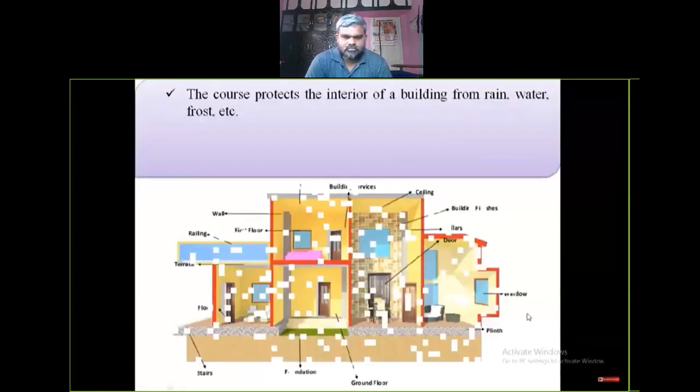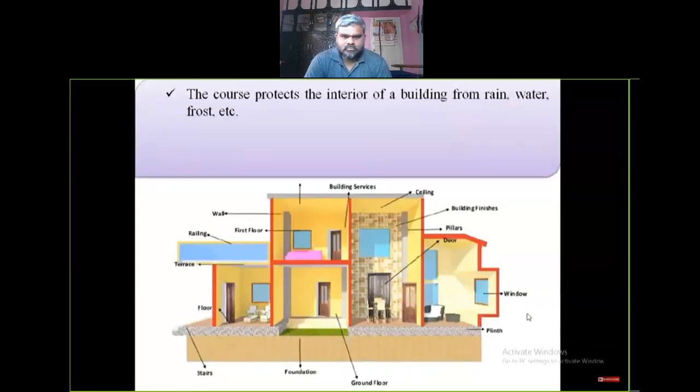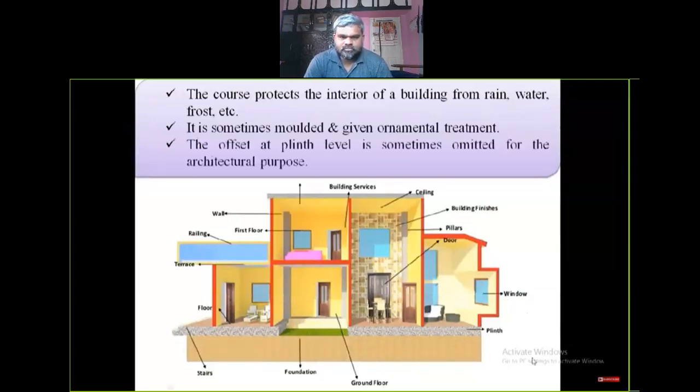The course protects the interior of the building from rainwater, frost, etc. It is sometimes moulded and ornamental. The offset and peak layer is sometimes provided for the architectural purpose.